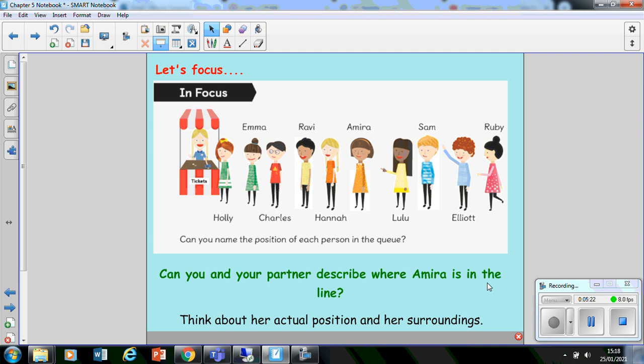Now think about her actual position and her surroundings. Okay, so this is what I meant in the first slide where we talked about the starting point. Where do you think is the starting point of this queue, of this line? And then describe to your learning partner what ordinal position she has got in this line. Okay, once you've done that, we can move on.